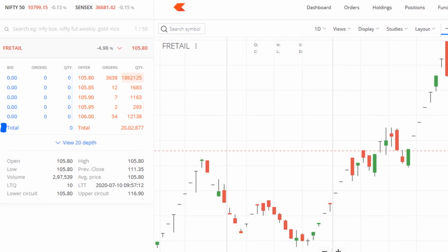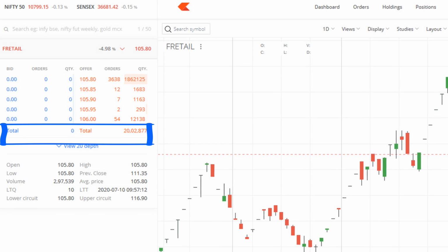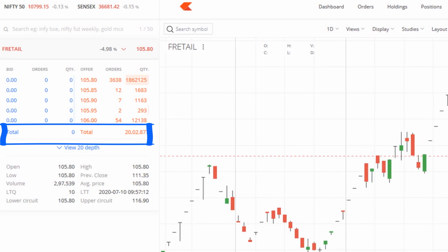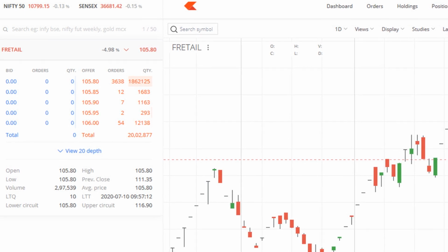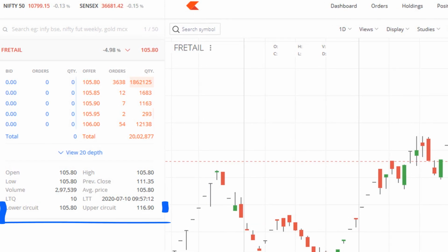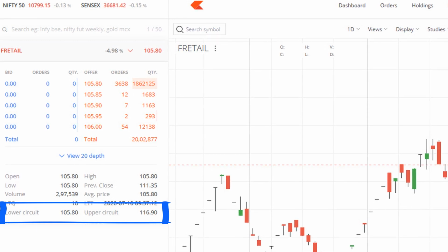The sell order quantity is 20,02,877. The recent traded quantity was only 10 at the low price of the price band. Also note the day's upper circuit limit 116.9 and lower circuit limit 105.8 displayed.